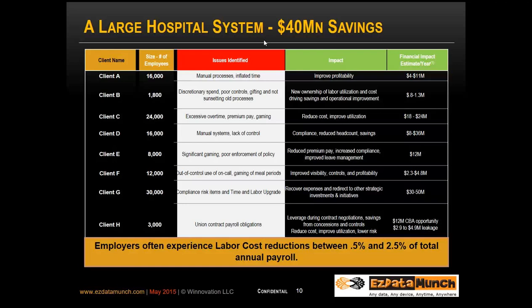Most of the clients whose data we looked at and analyzed, we gave them a way to take corrective actions. They were able to see a saving potential of anywhere between, as I said, 0.5% to 2.5, 3% of their payroll, which can be significant for an organization because this straight away adds to your bottom line. One of the organizations that we work with, a hospital system, could save almost $40 million annually by putting corrective action plans in place based on the data analysis that we were able to provide to them from a labor cost perspective.